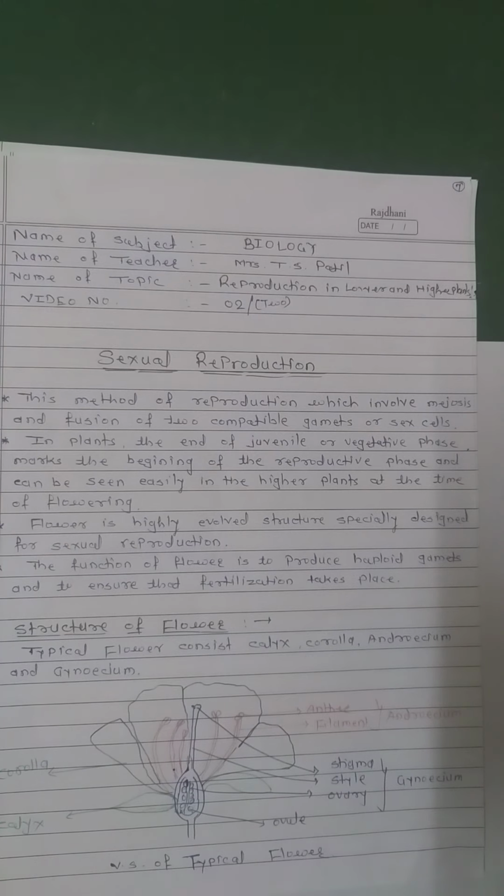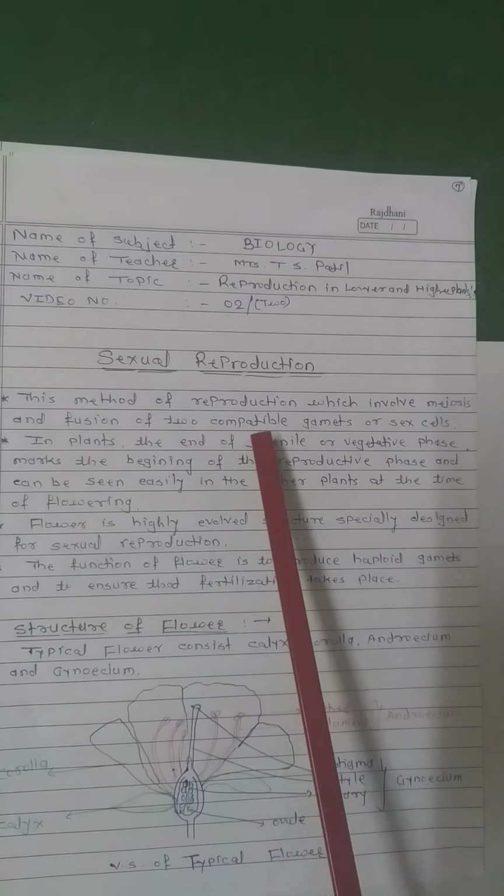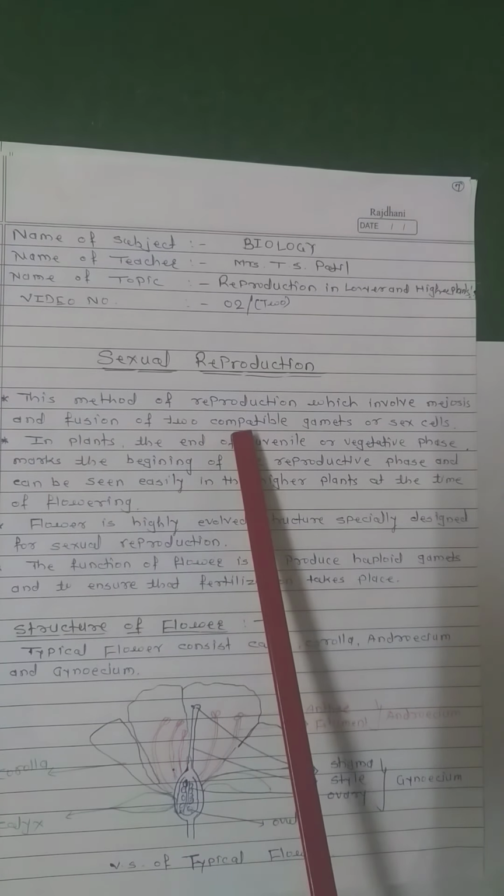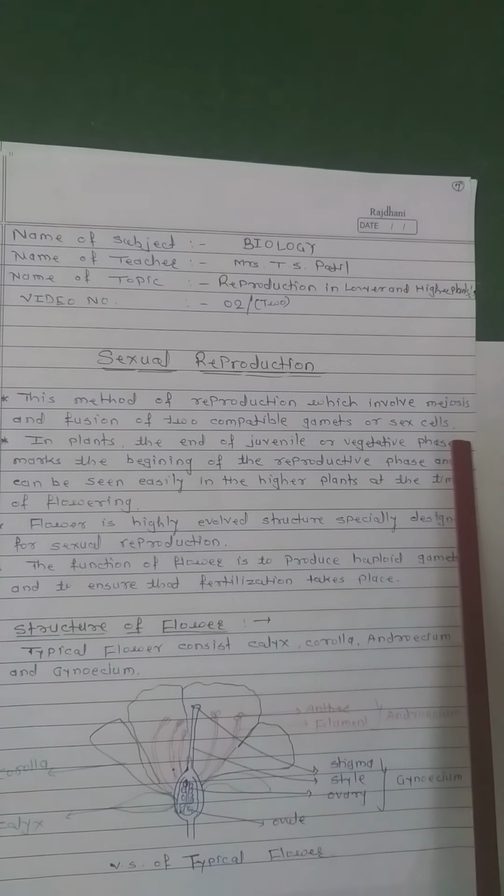Today we will start sexual reproduction. Sexual reproduction is called amphimixis. Amphi means both and mixis means mixing. So it is the mixing of both gametes, that is male gamete and female gamete, to produce new offsprings. So it is called sexual reproduction. This method of reproduction involves meiosis and fusion of two compatible gametes or sex cells.